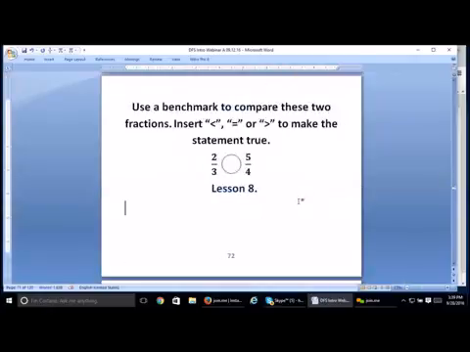Then in lesson 8, the students have to use a benchmark to compare these two fractions, and they have to insert less than, equal, or greater. So please look at this for a few seconds and then give me your answer. You're going to write less than, equal, or greater. What is your response, please? Less than, equal, or greater. 2/3 versus 5/4.